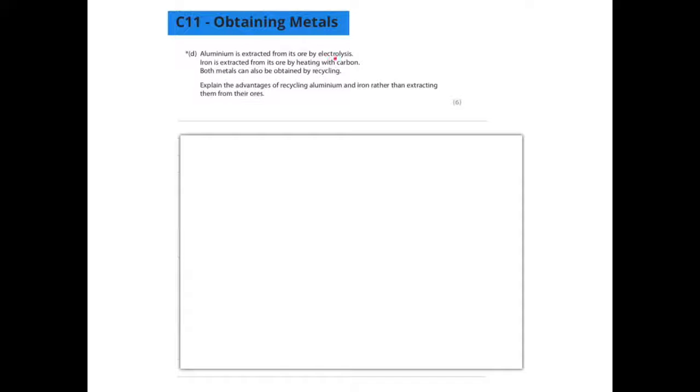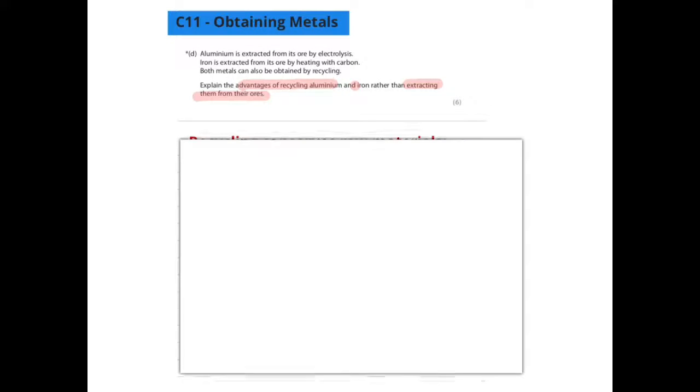Aluminium is extracted from its ore by electrolysis. Iron is extracted from its ore by heating with carbon. Both metals can be obtained by recycling. Explain the advantages of recycling aluminium and iron rather than extracting them from their ores. So you need to really talk about 2 things here. What's the disadvantage of extracting them from their ores, and what are the advantages that recycling brings? It's quite an easy one. You can access it using common sense, but there are a few finer points.